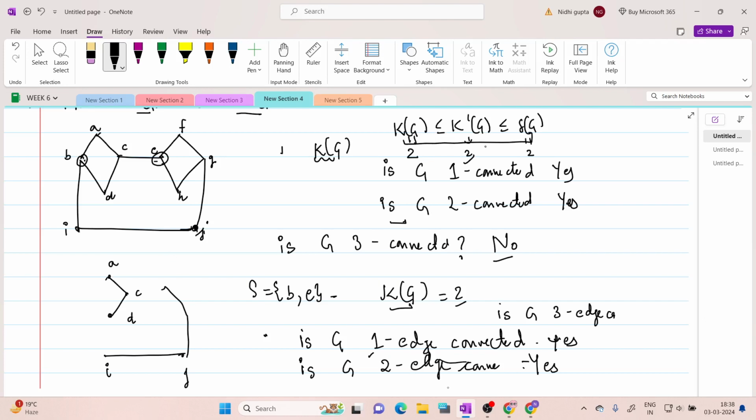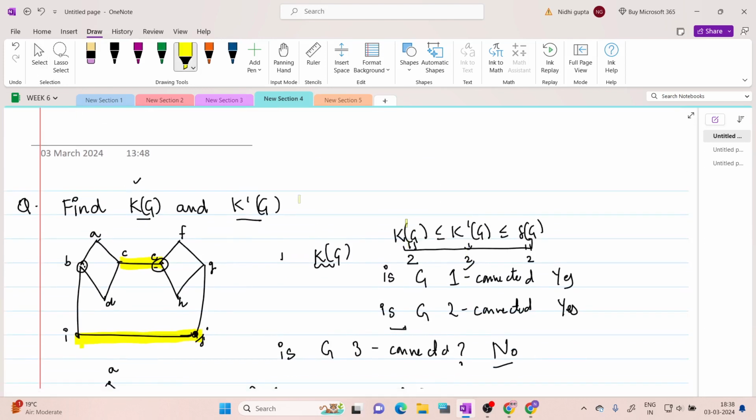Now, edge connectivity is 2. That means there is an edge cut of size 2. Can you give me an edge cut of size 2, that is, removing those two edges will make this graph disconnected? IJ and CE. Yes, CE and IJ form an edge cut, because if we remove these two edges, then this graph has two components and becomes disconnected. So in this case also all these three things are coming out to be 2.